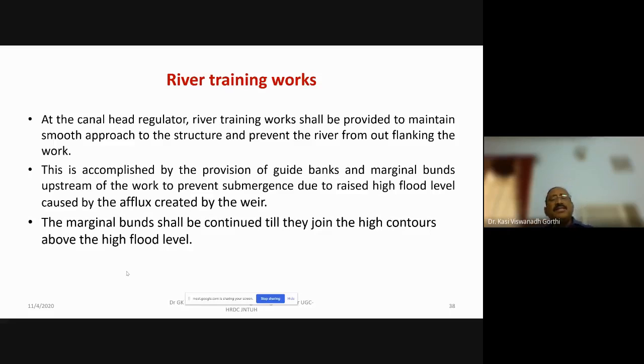So this is accomplished by providing guide banks and marginal bunds upstream of the work to prevent the submergence due to raised high flood levels caused by the afflux created by the weir. So the marginal bunds shall be continued till they join the high contours above the high flood level.